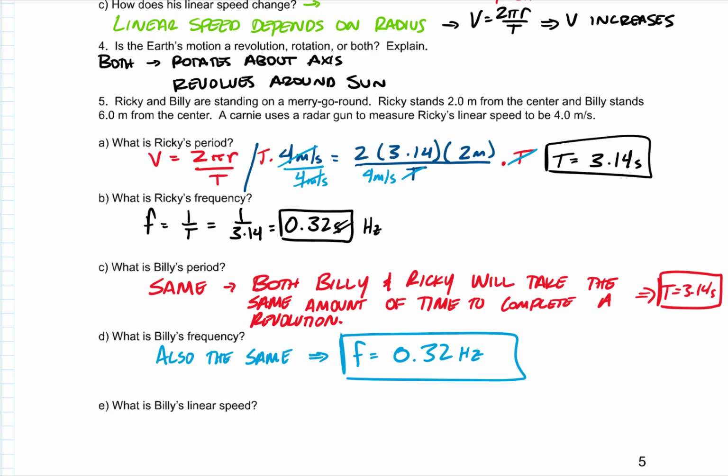And then to get Billy's linear speed, velocity is 2 pi r over the period. For Billy, 2 times 3.14, that's not going to change. But for Billy, his radius is 6 meters. I'm going to divide that by 3.14 seconds, and it gives me a speed of 12 meters per second. That's how fast Billy's going around.